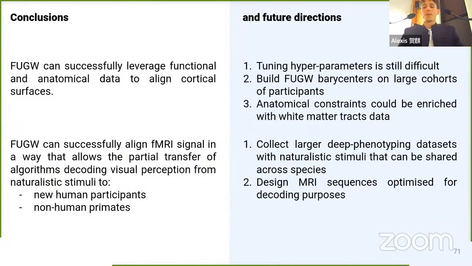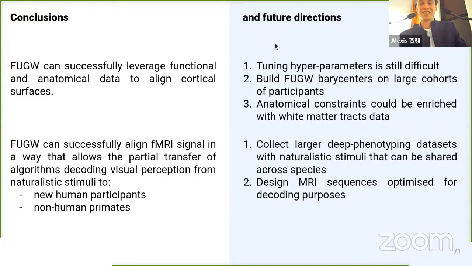So at this stage, I hope that I've convinced you that Fugue is a method that can successfully leverage functional and anatomical data to align data between human participants, but that it can also be used in more challenging setups, such as the regression of latent representations of perception, and that this generalization to human participants, but also non-human primates, was interesting to you.